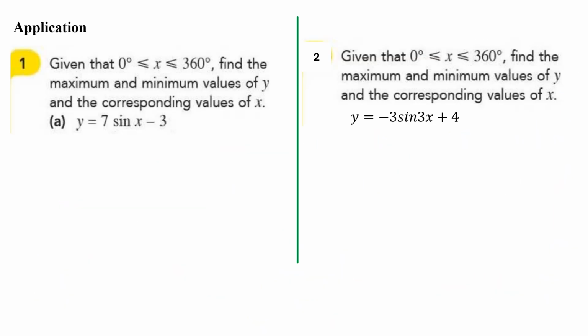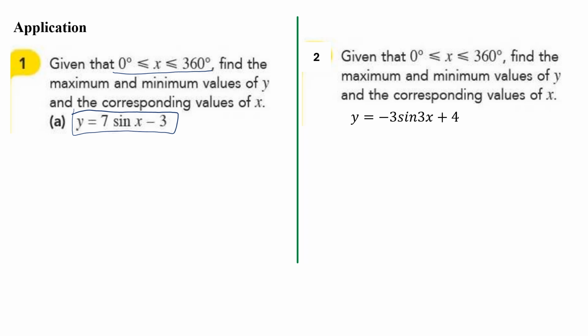With this knowledge, let's put it into practice. Let's look at question 1. For question 1, you're given that the range is between 0 degrees and 360 degrees, and we are asked to find the maximum and minimum values of y and the corresponding values of x for this function, y equals 7 sine x minus 3.